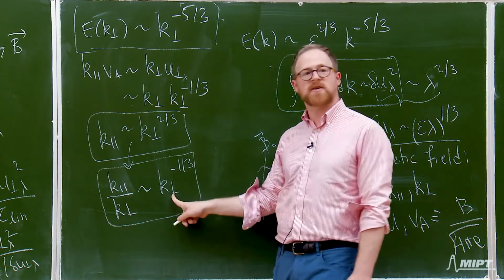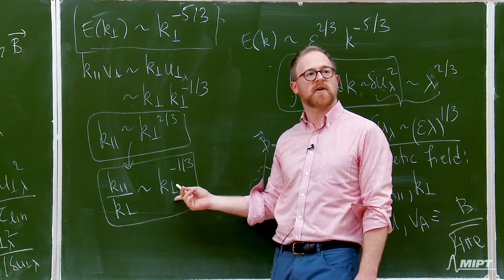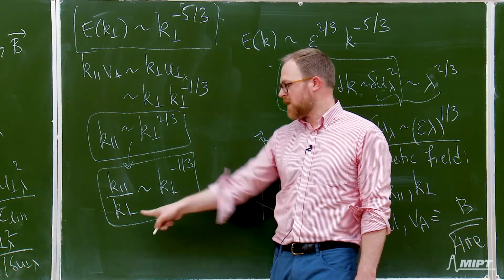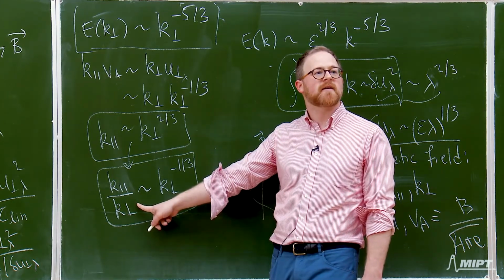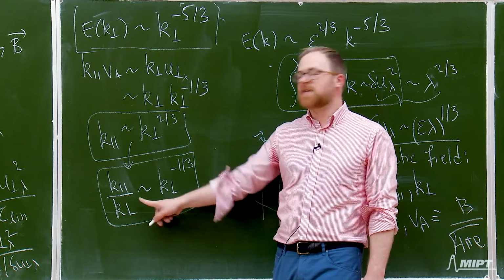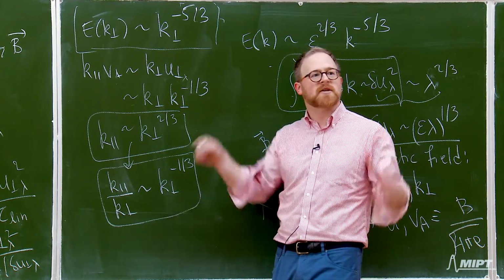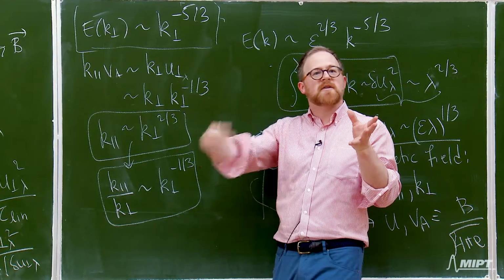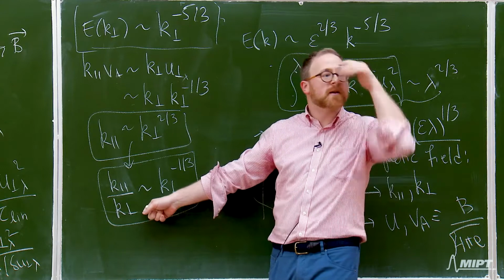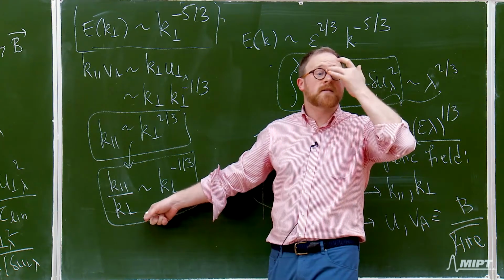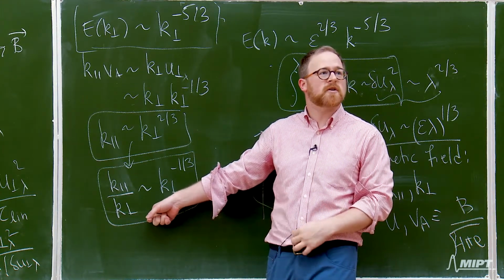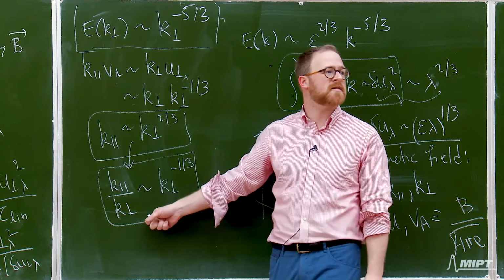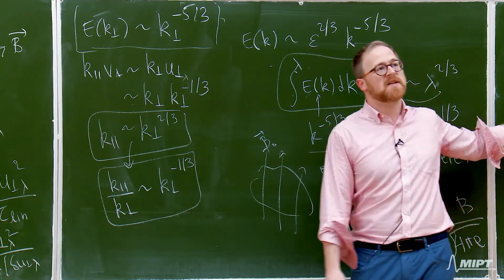What this means is that as you go to smaller and smaller scales, so larger and larger k perp, the anisotropy gets bigger and bigger, right? So even if you start with relatively isotropic turbulence at the outer scale, you don't keep it. The smaller and smaller scales get more and more anisotropic. And that's the distinguishing feature of strong turbulence, strong MHD turbulence, as opposed to Kolmogorov or this weak turbulence theory.